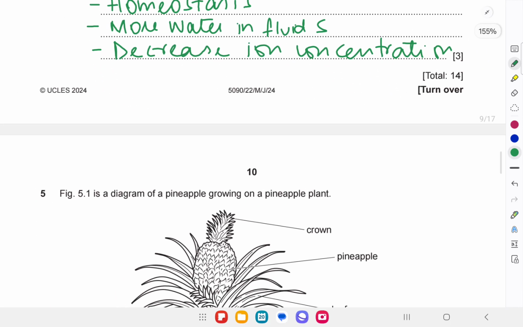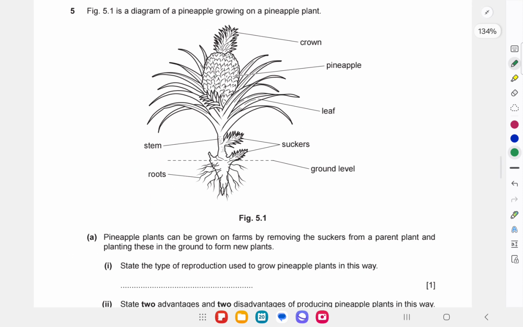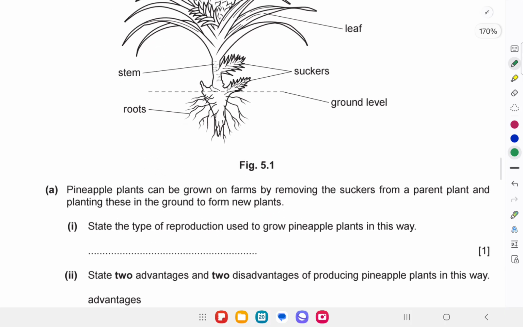So moving on to question 5 now. Figure 5.1 is a diagram of a pineapple growing on a pineapple plant. Pineapple plants can be grown on farms by removing the suckers from a parent plant and planting these in the ground to form new plants. State the type of reproduction used to grow pineapple plants in this particular way. So, this is obviously asexual reproduction.